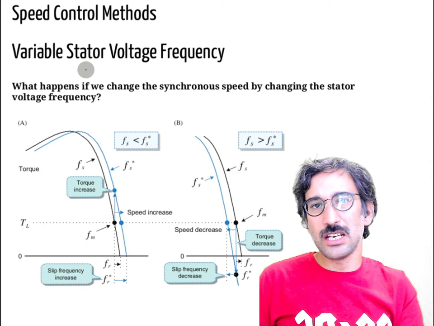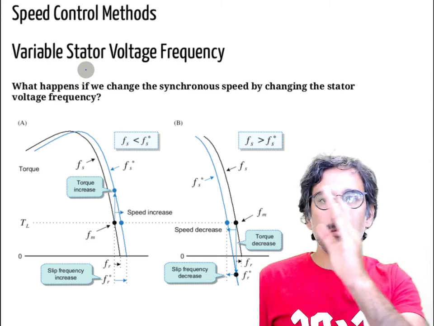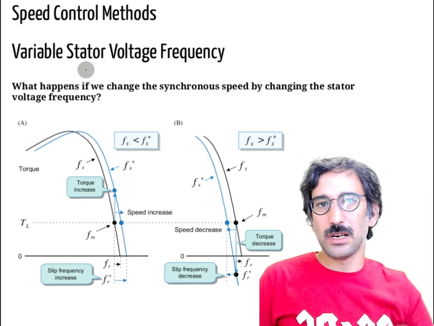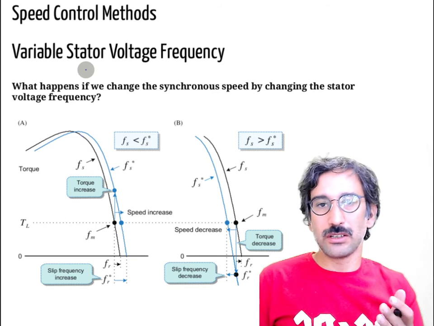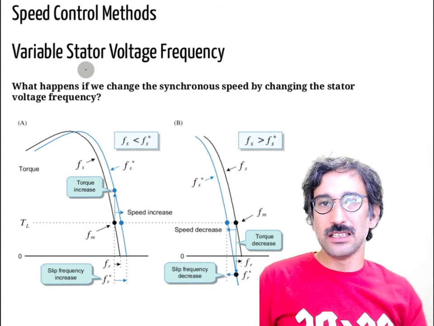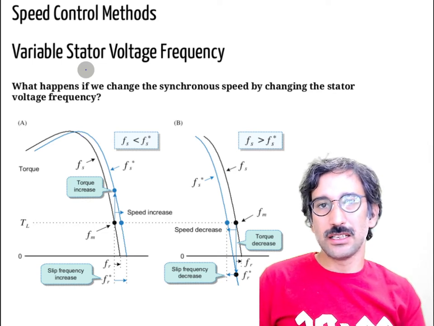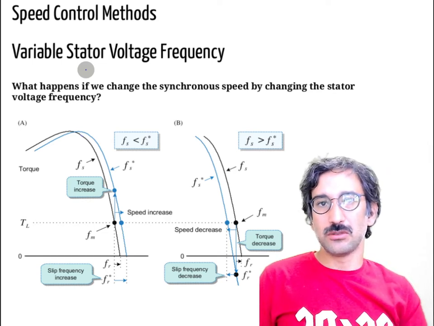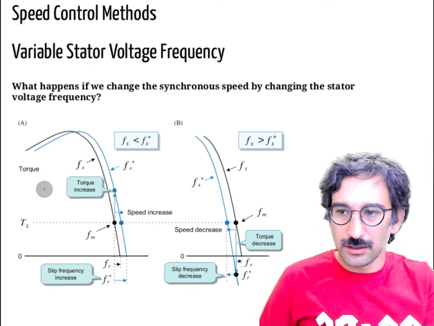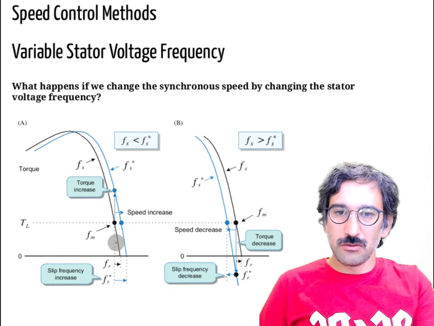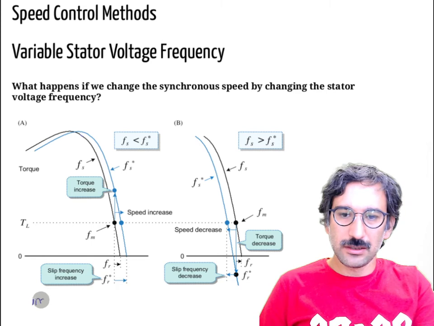So if I change my frequency, I can move my synchronous speed, increase or decrease, and I can change my slip, and as the slip changes, the torque changes, and I can control my machine to go faster or go slower. So here there are a couple of examples. So for example, initially, this is increasing speed.